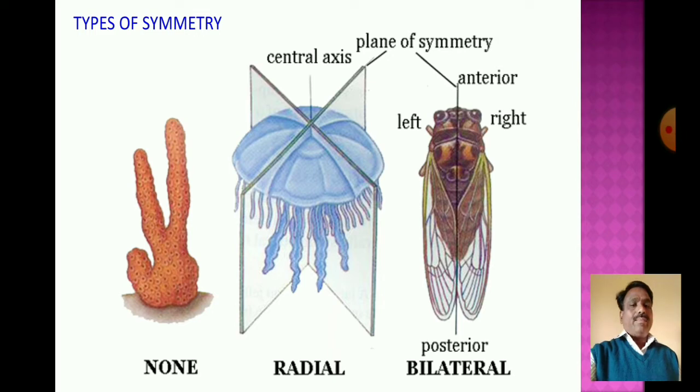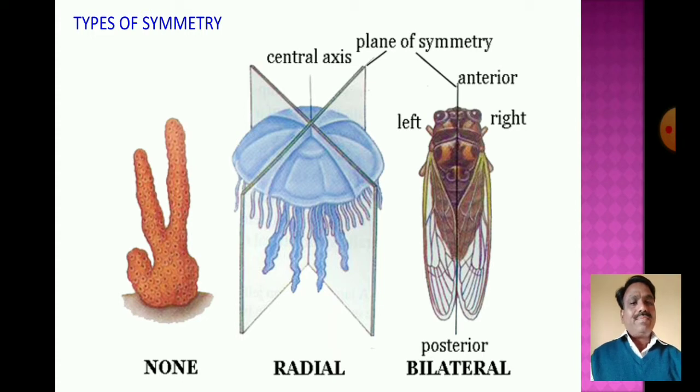Then, what is meant by bilateral symmetry? In bilateral symmetry, the body of the animal can be divided into two identical left and right halves by only one plane passing through the central axis. Look at the pictures. That is known as bilateral symmetry.